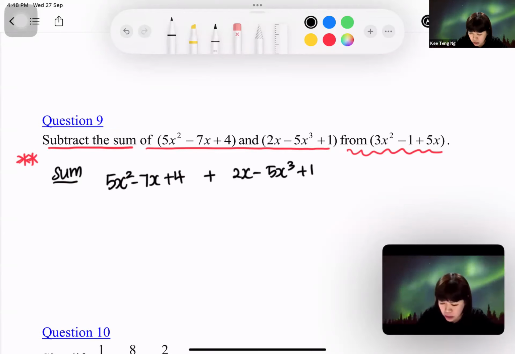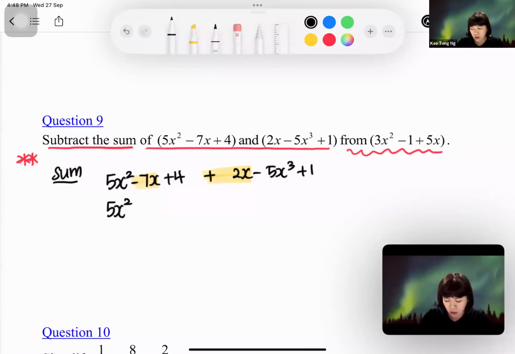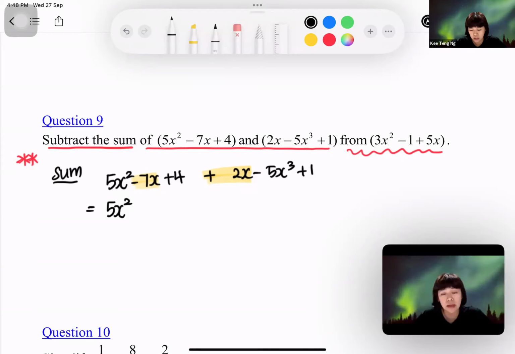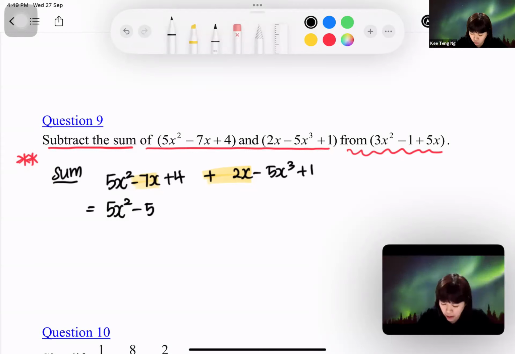Can you help me? 5x squared, no partner. 7x with 2x. Okay, what do we get? Ian, your turn. Wait, calculating. Yes, you use your calculator. Negative 5x, correct. Then the next one is number 4 and 1 become 5.